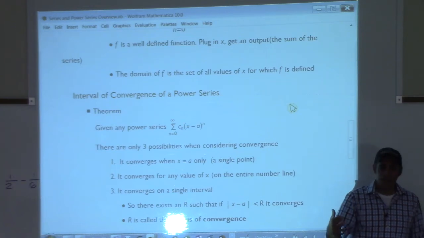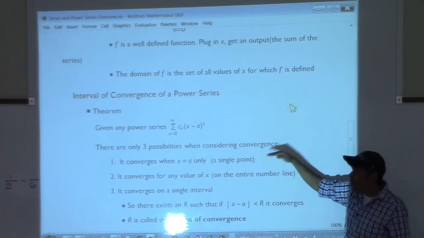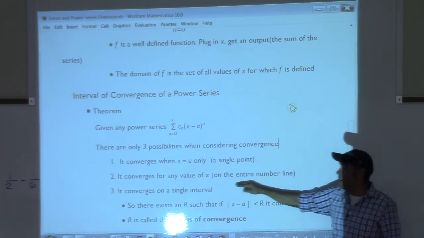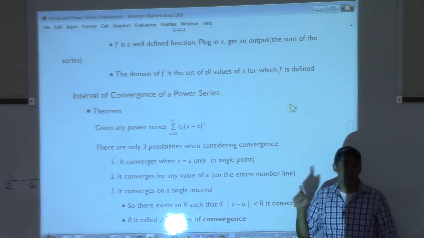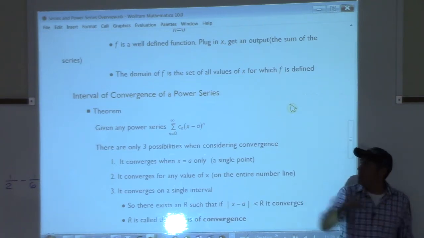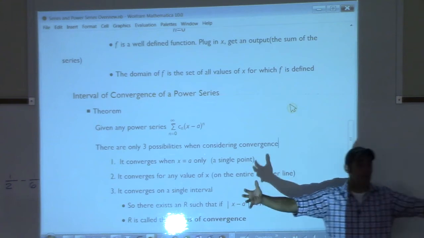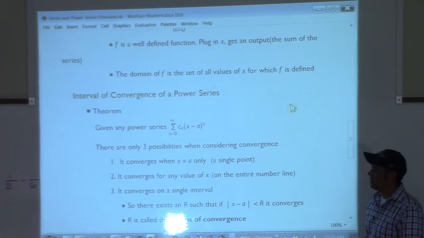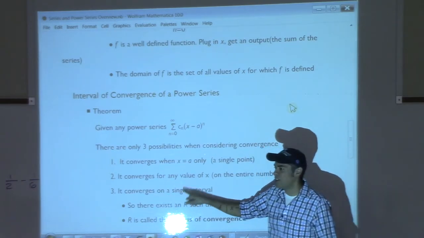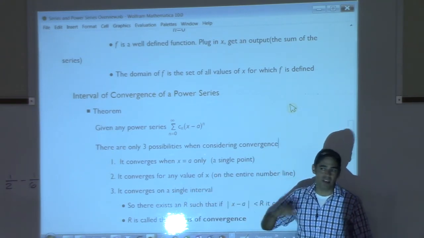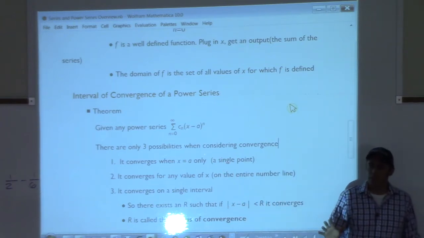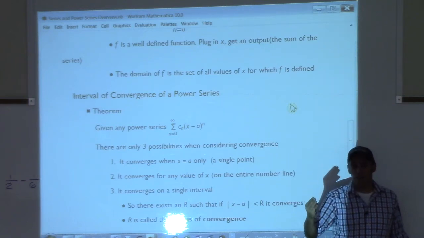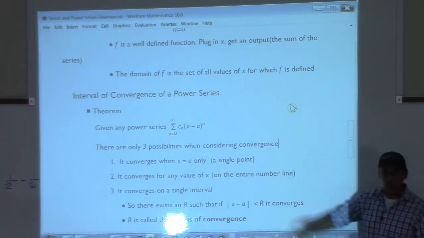But it converges, yes? So it's either going to converge only at a point, or it's going to converge everywhere on the entire number line. That means any x you ever plug in, this thing converges. So it's like the domain is all real numbers. That's the second possibility. Or the last possibility is that it's going to converge on some single interval. And that's it. Those are the only possibilities when it comes to power series. Convergence at a point, convergence everywhere, or convergence on a single interval. All right? And that's what we're going to get into as we move through.